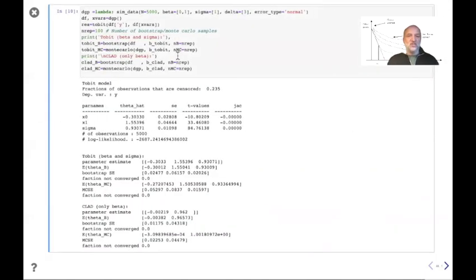Let's look at some results. And so here's the data generating process. Here's basically a simulated sample, which is just a draw from this data generating process. We first present some results from the Tobit model. They're printed out here, and then afterwards we get some bootstrap and Monte Carlo analysis of the Tobit model, and then for the CLAD estimator afterwards.